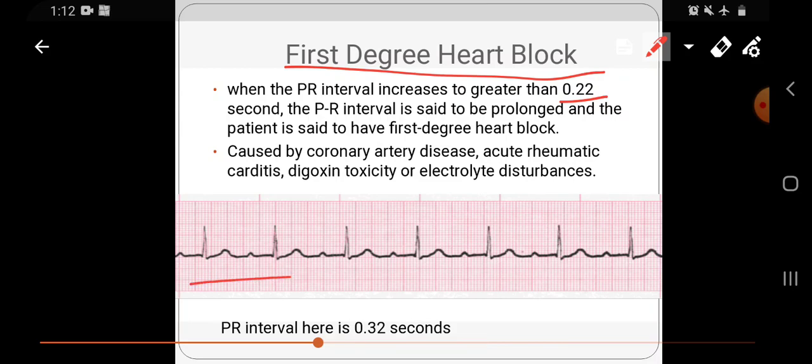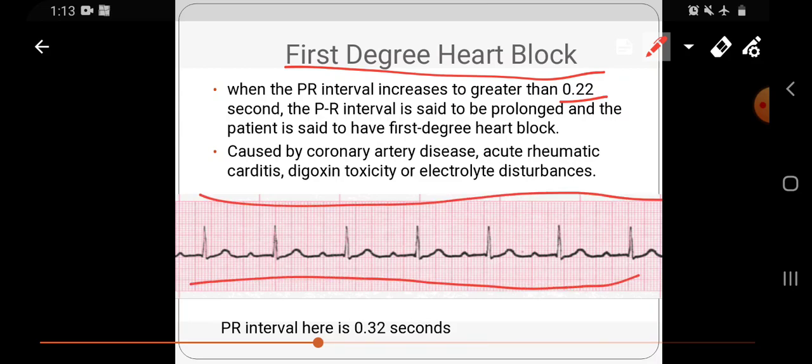هلا what we will see is a normal ECG strip that has one problem هي إنه ال PR interval is prolonged. بهذا المثال اللي عنا ال PR interval تقريبا 0.32, which means that it's prolonged, which means that this is first degree heart block. Now it might be caused by coronary artery disease, acute rheumatic carditis, digoxin toxicity, electrolyte imbalances. Many causes can lead to decreased conductance from the atria to the ventricles. Okay, فهذا هو ال first degree heart block, prolonged PR interval.